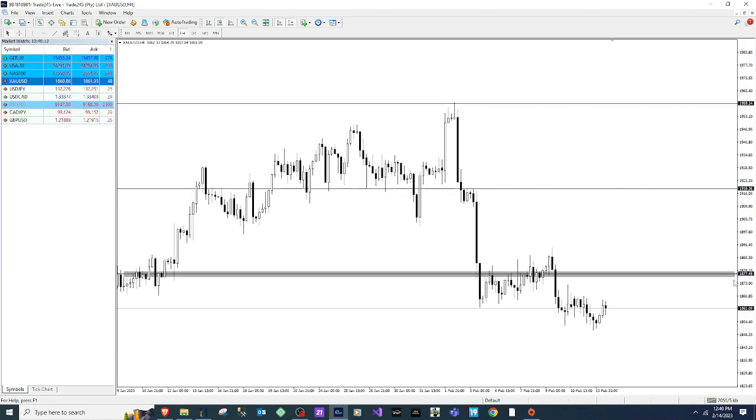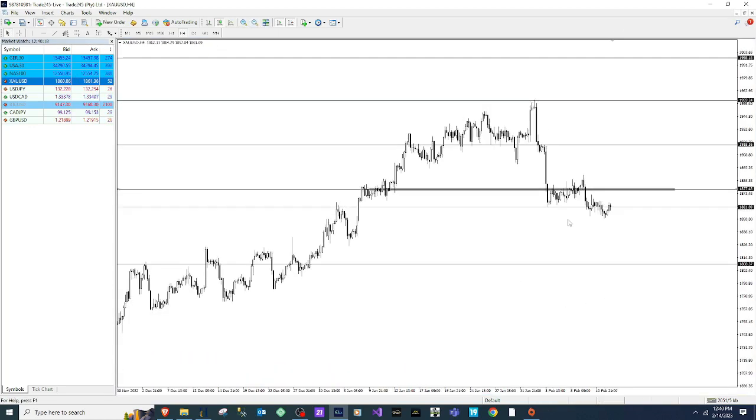So right now gold is playing below this level. If gold is playing below this level, meaning I'm also seeing a sell on gold. If gold breaks out to the upside and starts playing around here, we're going to expect a buy. But right now, as things stand, we're expecting a sell for gold.